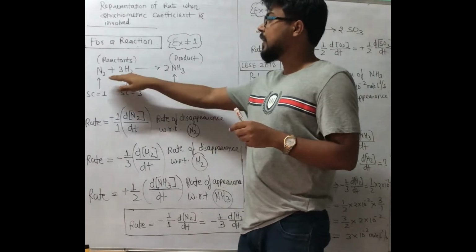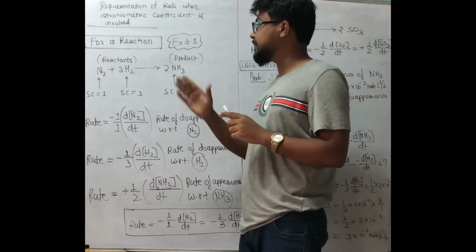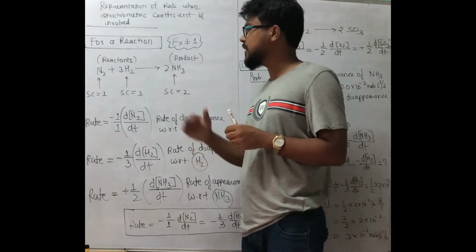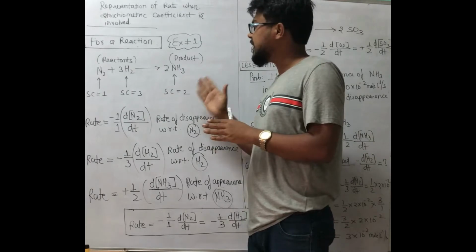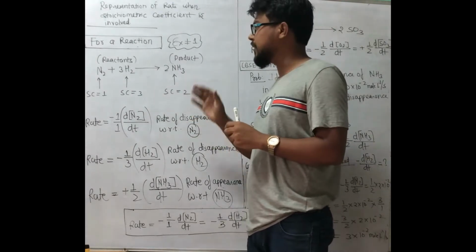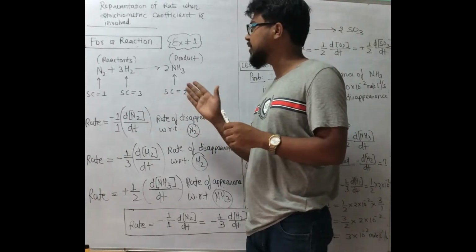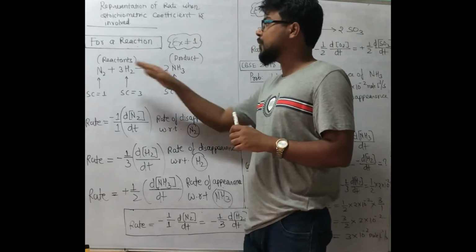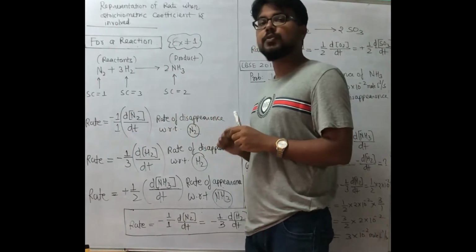So here I took one chemical reaction, that is manufacturing of ammonia by Haber process, and this is a very common example for your board exam. The examiner is going to ask so many questions with this example only. So N2 plus 3H2 gives 2NH3.